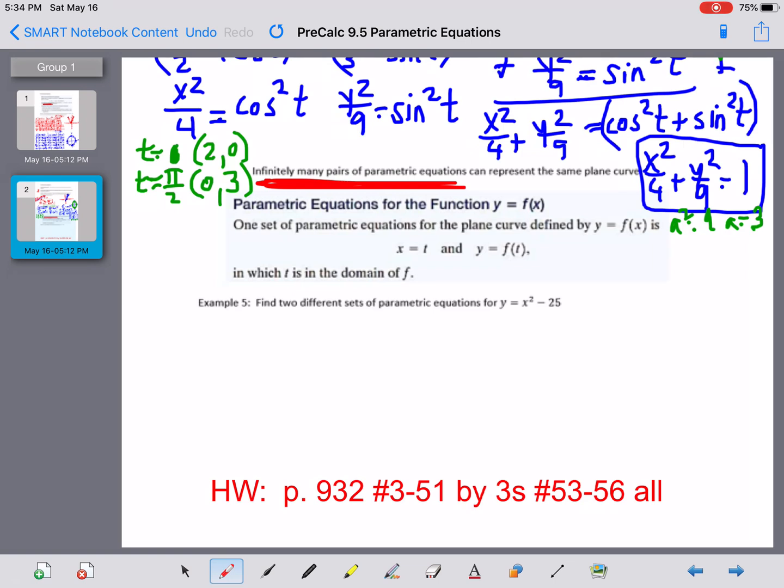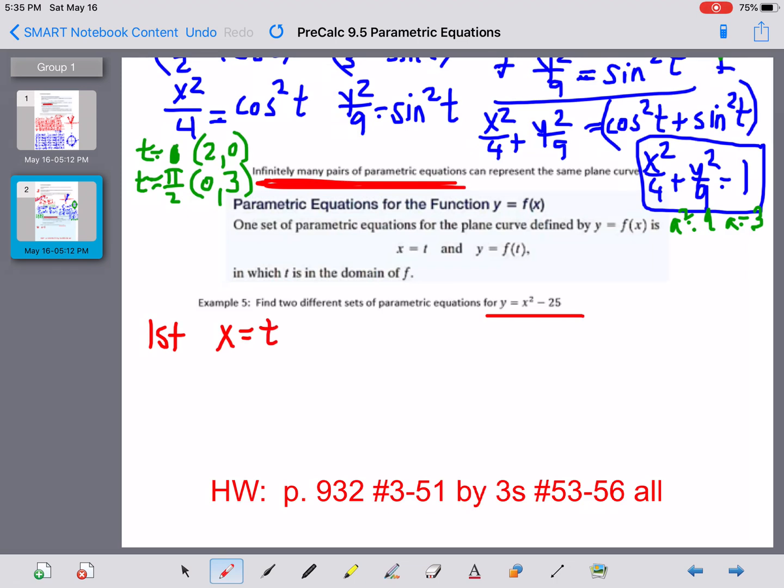The question is, how hard do you want to make this? And I really want to stress that. How hard do you want to make it, okay? So for example 5, it says, find two different sets of parametric equations for the exact same equation, y equals x squared minus 25. In my mind right now, I'm thinking, I have a parabola. So for my first one, this is what is definitely easiest. You have to make up your x equation using t. Hint, the easiest thing to do is say x equals t. That really is.